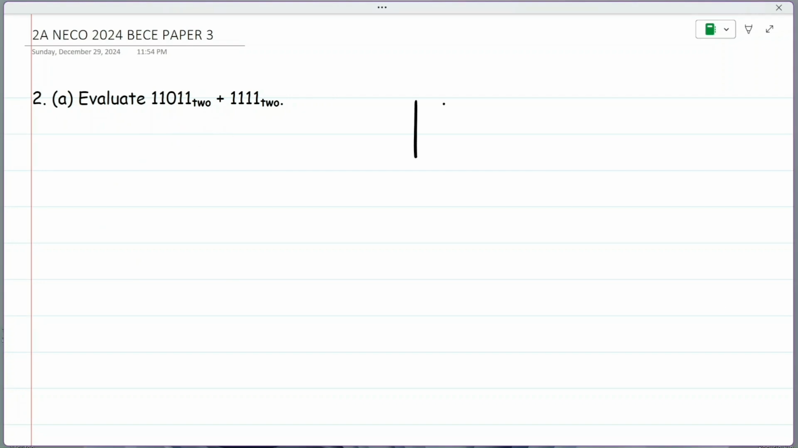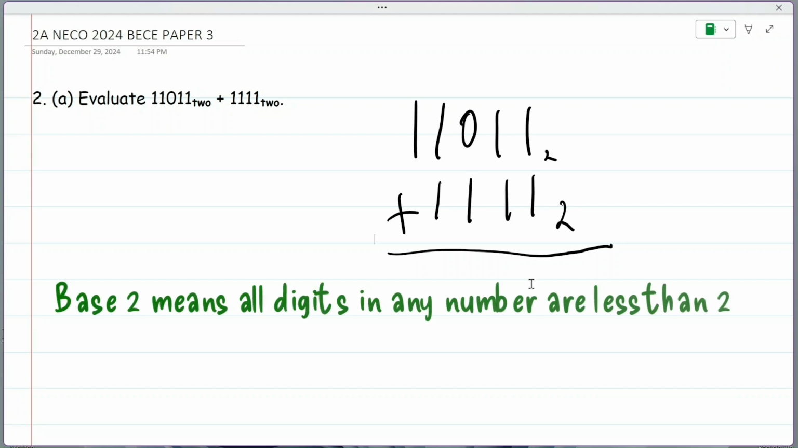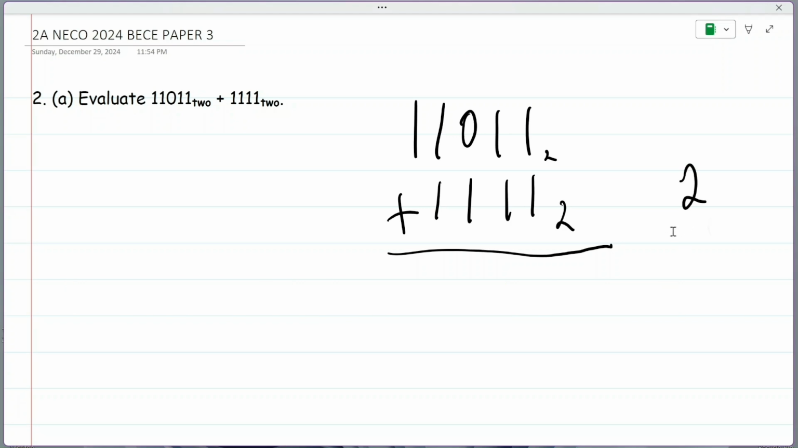So we have 11011 base 2 plus 1111 base 2. We add them together. Solving a question in base 2 means that when you add digits together, the result should be less than 2, not 2 or more. Let's start with this. 1 plus 1 is 2. We can't write 2 here, because your digits should be less than 2, so we write it out here. To drop lower than 2, we subtract 2 from it. 2 minus 2 gives you 0. So your result is now 0.